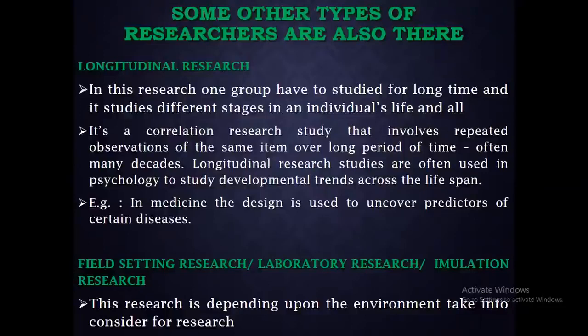Now we'll go to some other kinds of research. One is called longitudinal research. What is longitudinal research? Longitudinal research is basically research where one group has to be studied for a long time, and it studies different stages in an individual's life. It is a correlational research study that involves the repeated observation of the same item over a long period of time. That is considered longitudinal research.